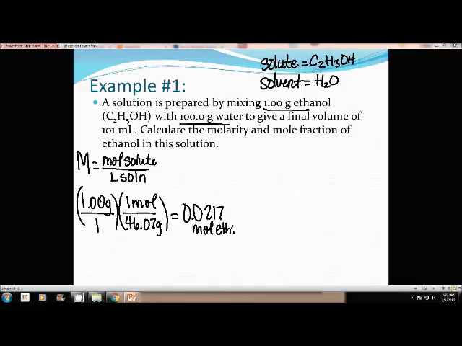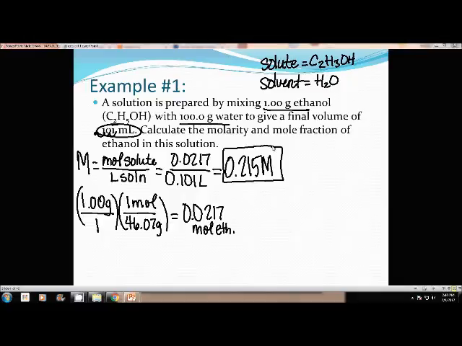We're going to plug that into our equation on top. The liters of solution is the whole solution, so the final volume is the whole solution volume, but it needs to be in liters. To get milliliters to liters, divide by 1,000 or move the decimal 3 times left. So that is 0.101 liters. When you divide that out, our molarity, keeping it in 3 sig figs, is 0.215 molar.